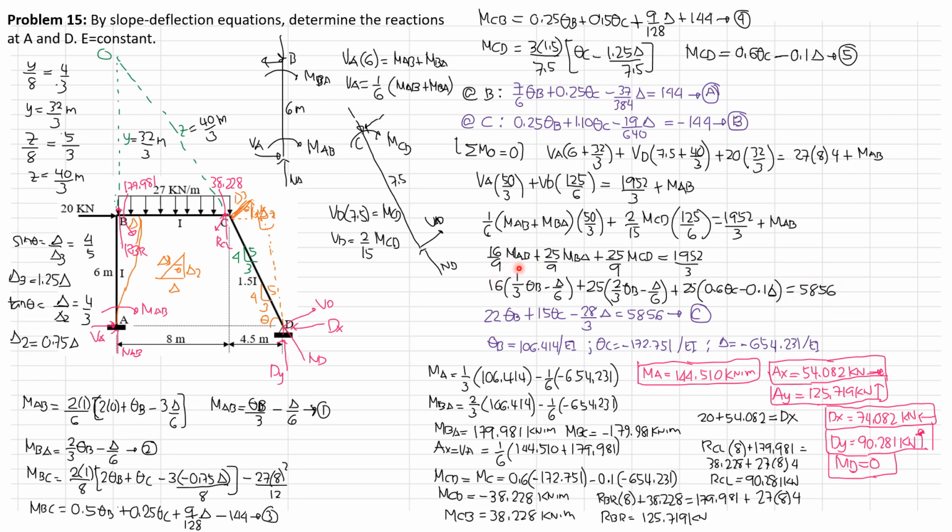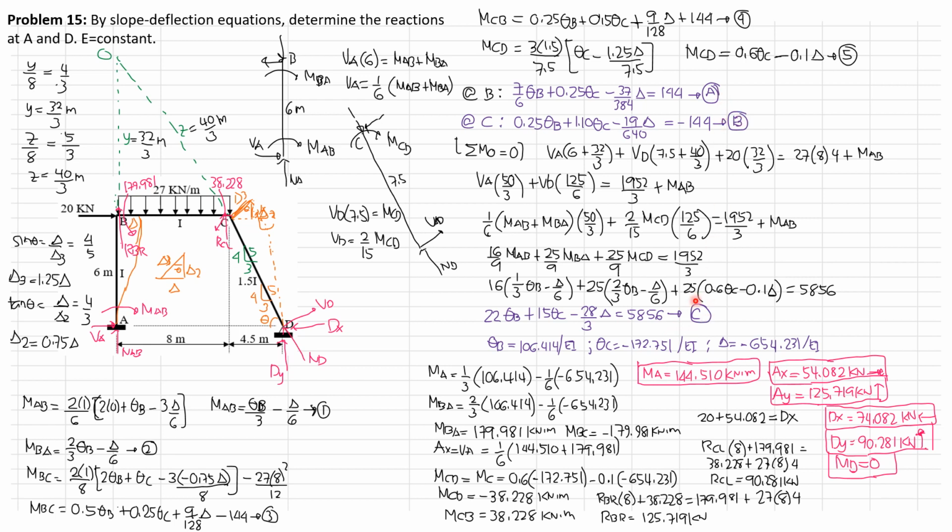Combining like terms, 16/3 theta B plus 25 times 2/3 of theta B, that's 22 theta B. Then 25 times 0.6 theta C, that's 15 theta C. Then 16 times negative delta over 6 plus 25 times negative delta over 6 plus 25 times negative 0.1 of delta, that's negative 28 over 3 delta equals 5856. So we have equation C.